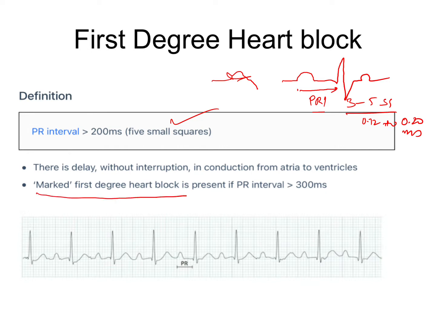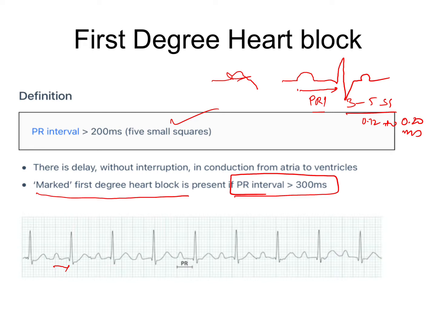When do we say marked first degree heart block? When the PR interval is more than 300 milliseconds. If we see here, the PR interval is more than 5 small squares.